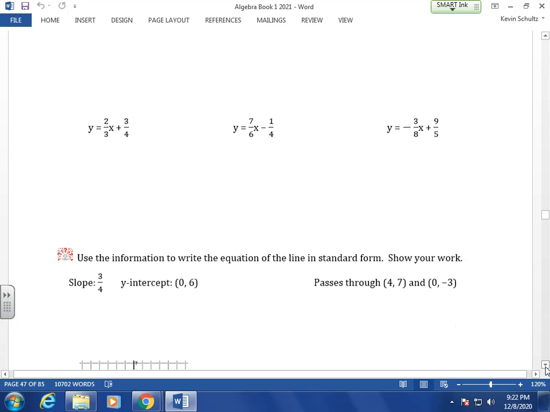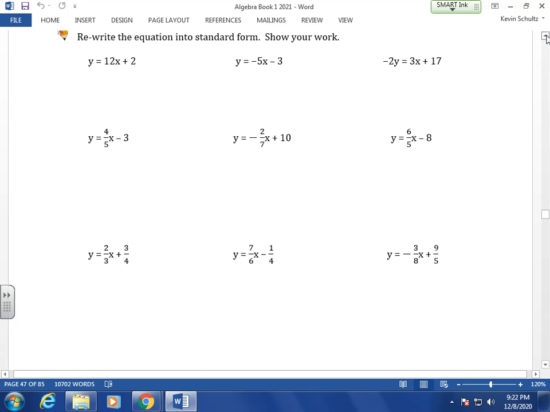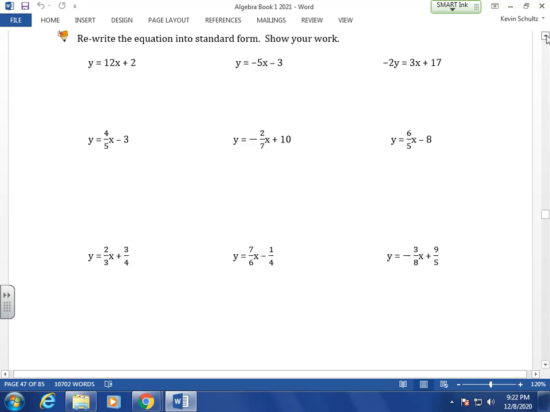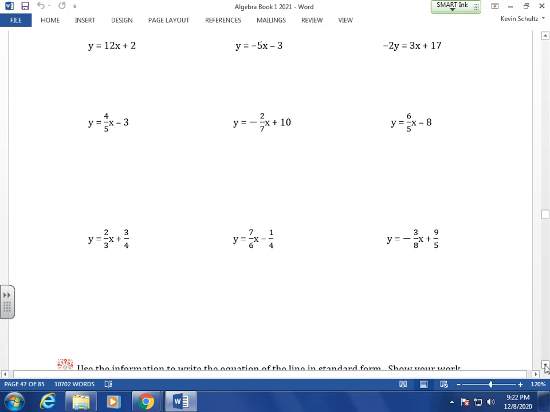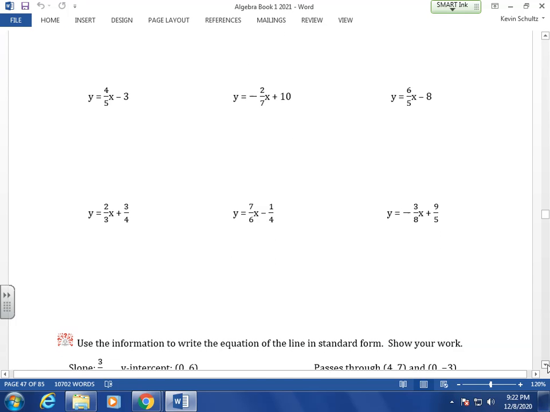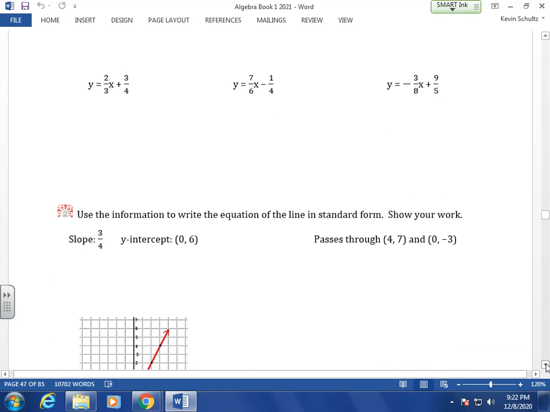So I think I know what you're going to want me to do up here with you now. It's going to be one from the third row, probably the last one, because why not? Okay, so let's look at y equals negative 3/8 x plus 9/5 here. I've got multiple fractions. So my first step, multiplying everything by the least common denominator of 8 and 5. What's the least common multiple of 8 and 5? The smallest number that both 8 and 5 can go into. Well, that's going to be 40.